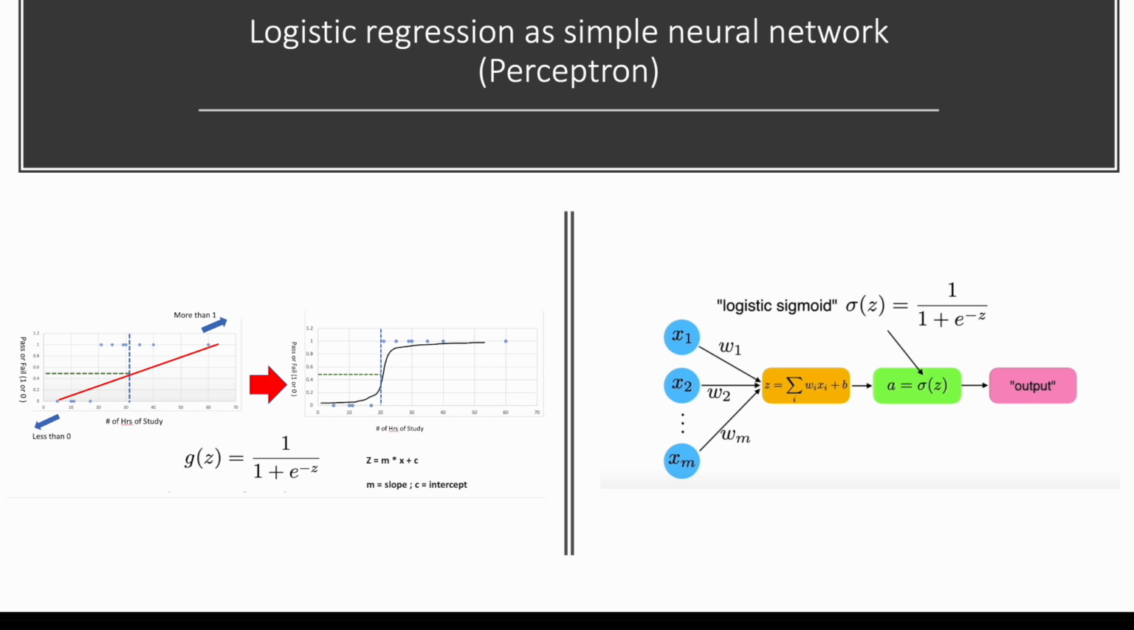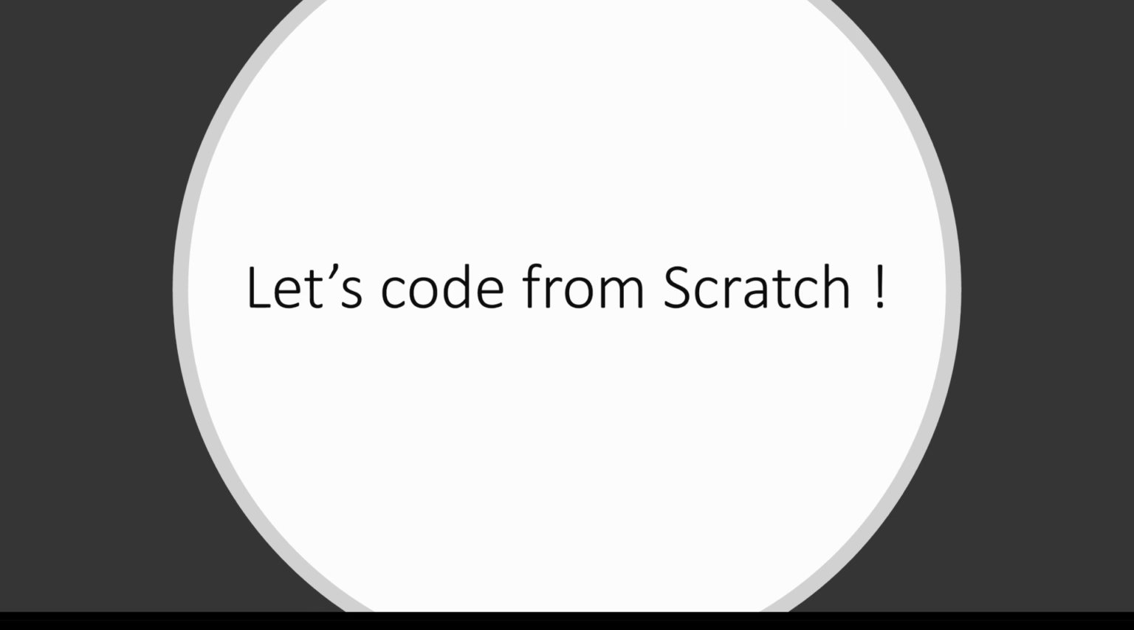Now, with that being said, let's go to the last part of this series. Let's code from scratch. As I promised, we'll code our logistic regression using stochastic gradient descent optimization without using any packages. We'll do it with only standard packages like NumPy and Pandas.